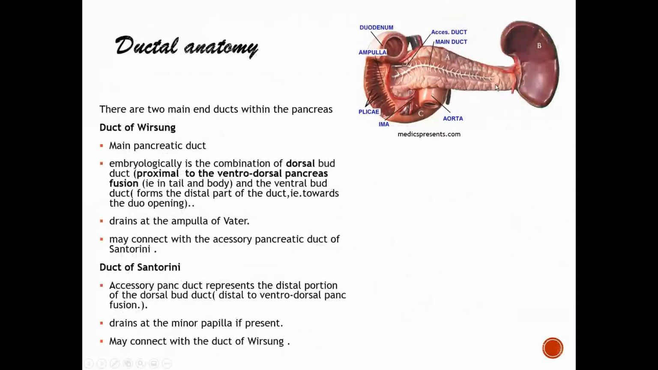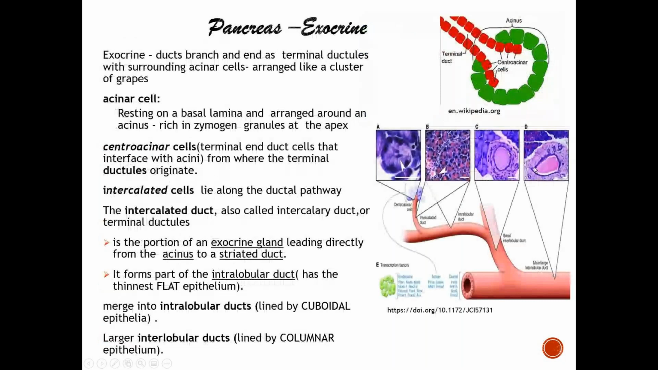Now, these are opening into the interlobar duct. So from the intercalated ducts, it went to the interlobular, the small and the large interlobular, to the interlobar ducts, and from the interlobar duct, it then goes into the main duct.